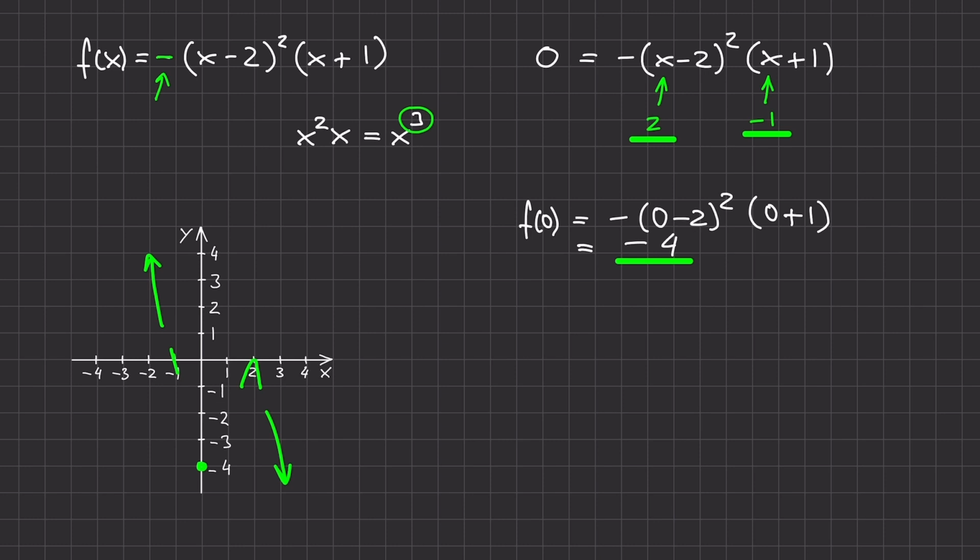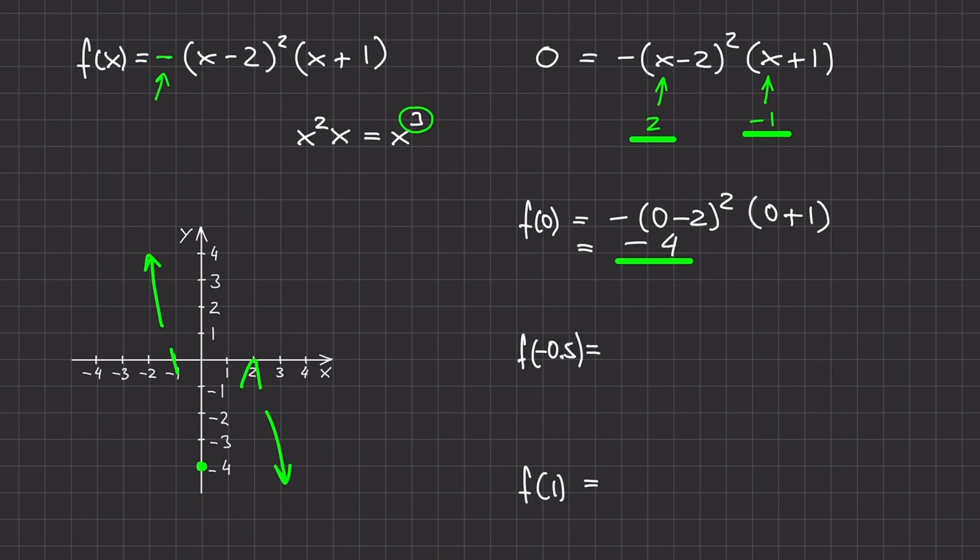We are not sure about the graph's behavior for x between negative 1 and 0, or between 0 and 2. So let's find some additional points and evaluate the function at negative 0.5 and at 1.